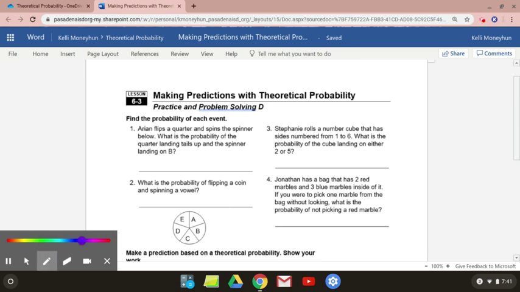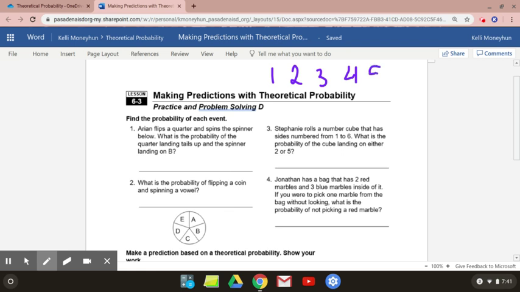All right, let's move on. So Stephanie rolls a number cube. What's a number cube? It's just a dice. Okay, it's a fancy word for a dice. Okay, so Stephanie rolls a dice. That has some numbers 1 to 6. So I'm gonna write the numbers so I have a sample space. 1, 2, 3, 4, 5, 6. What's the probability of it landing on a 2 or a 4?